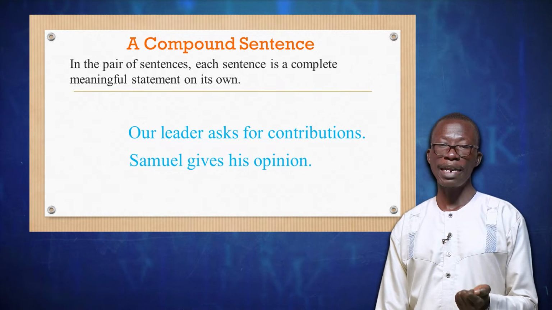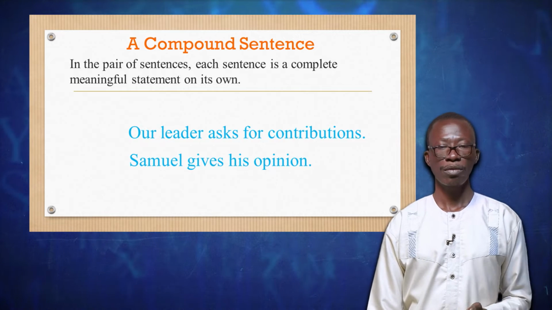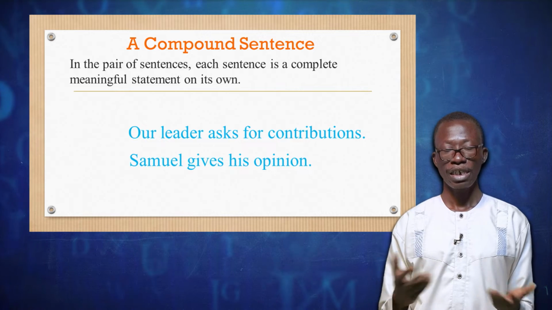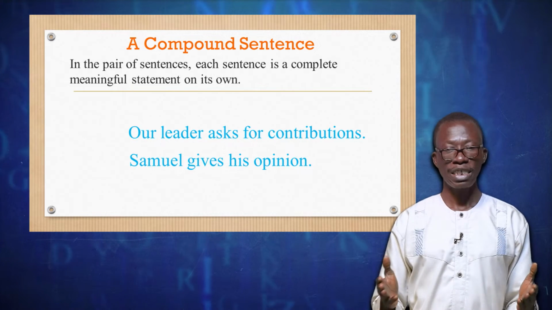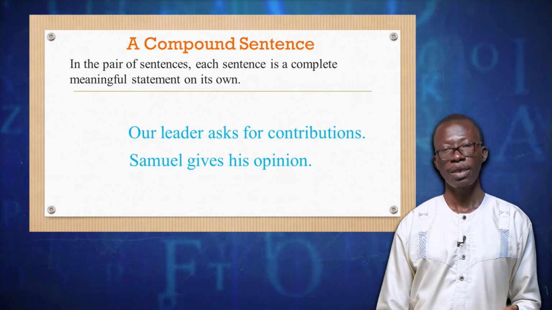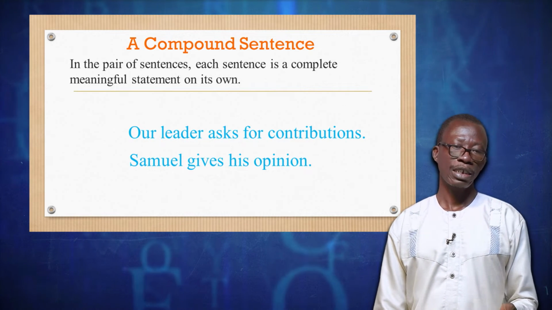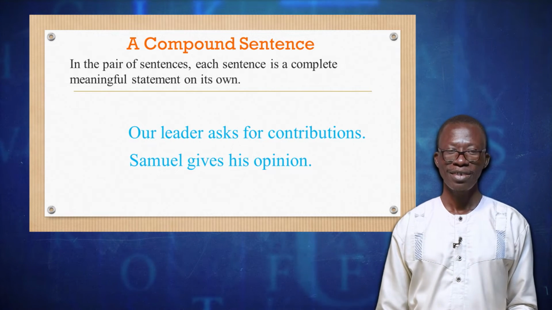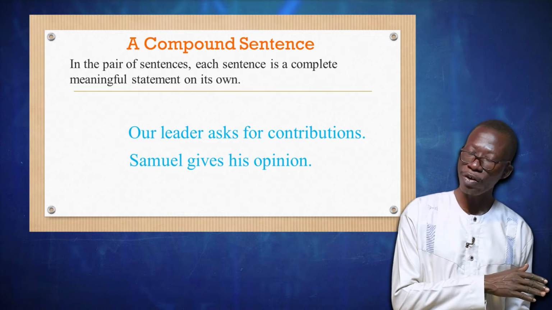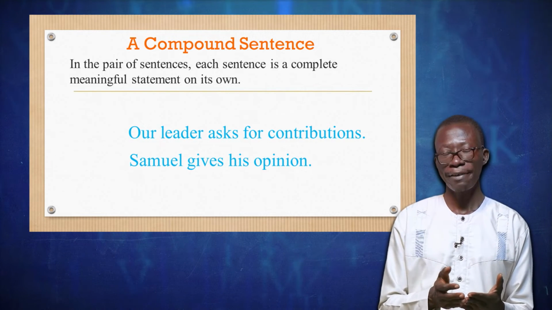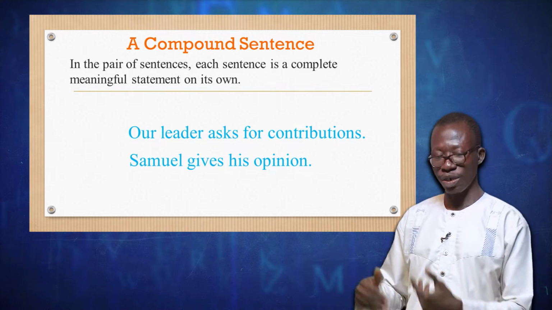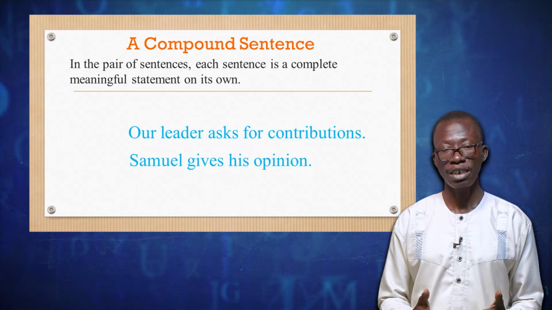Then the other pair, our leader asks for contribution. It's also a clear statement. Our leader asks for contributions. It's clear, the meaning explicit. You don't need to ask further questions before you understand what it means. Then the other one is Samuel gives his opinion. It tells exactly what Samuel does. And that statement doesn't depend on any previous statement before the meaning comes out clear. Again, it doesn't rely on any additional statement that is to come before we can understand what that means.